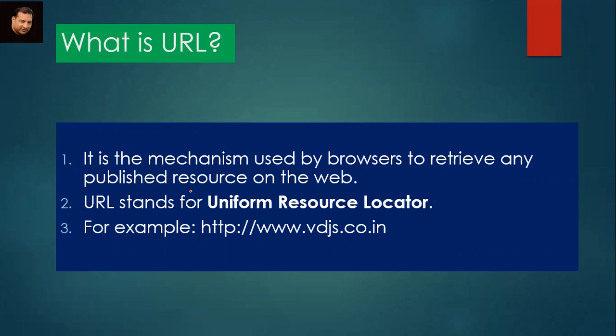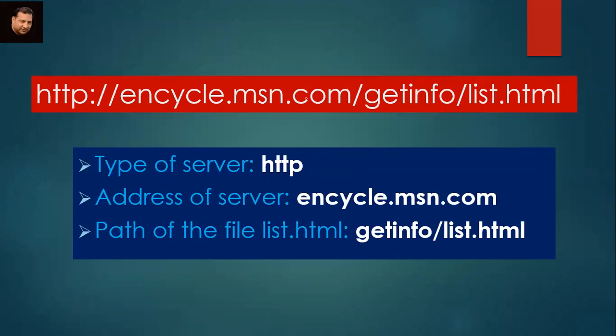Full form you already know is a uniform resource locator. For example, http://www.vdjs.co.in. So this is a URL of our school's website. Let us see one example in detail.